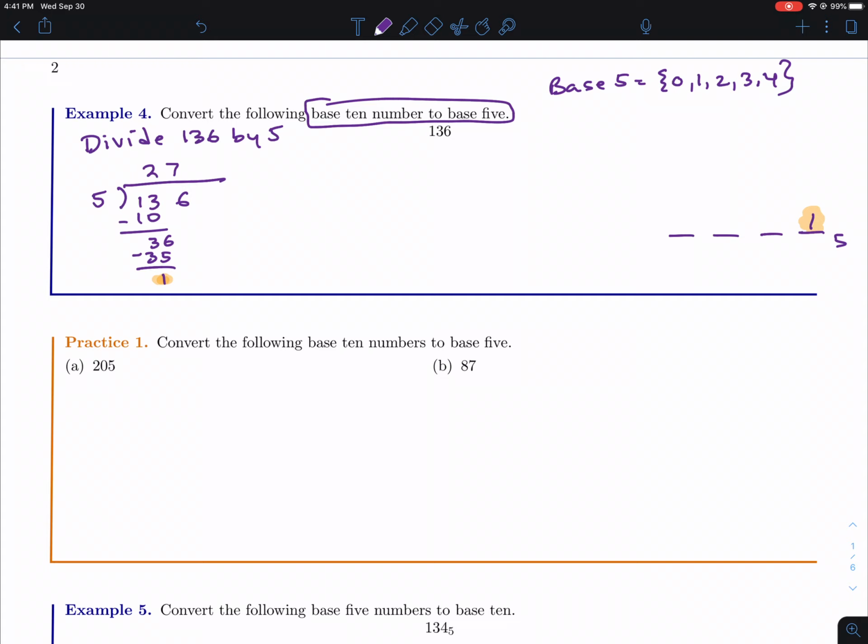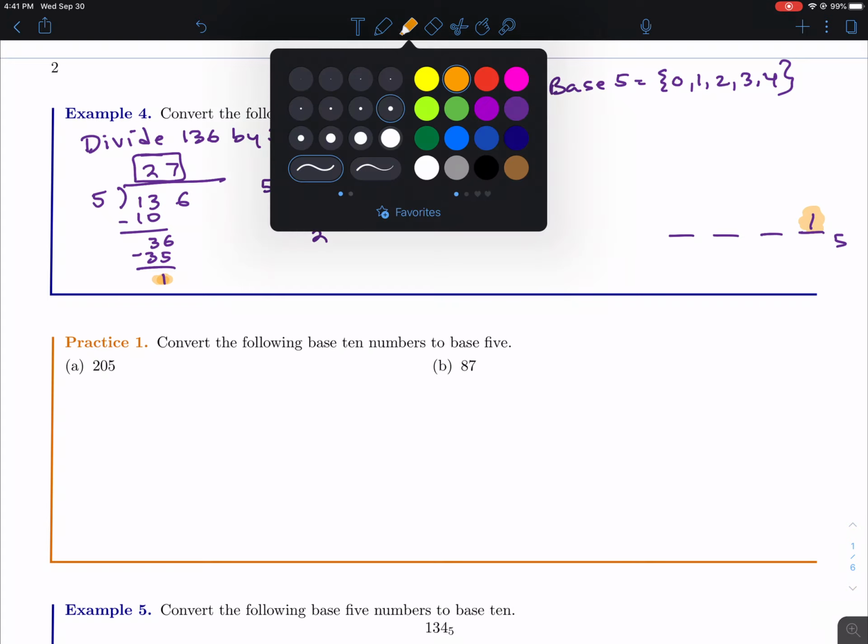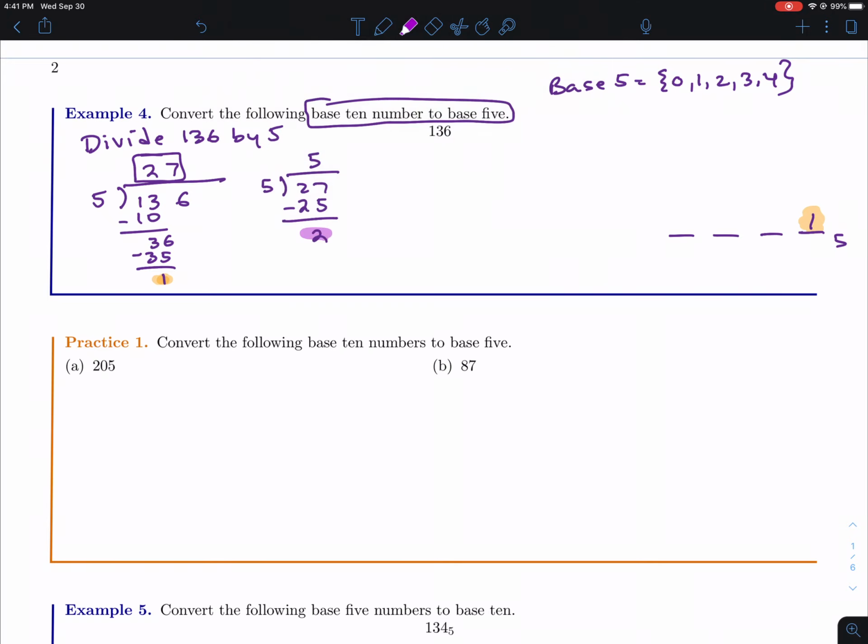And so now the top number becomes my new inside number. So now I put the 27 on the inside, divide by 5 again. So in this case, 5 goes into 27 5 times. 27 minus 25 gives me a remainder of 2. So at this point, I'm done. I've got a nice remainder that's smaller than 5. So my 2 is going to go in the next position over. So let me write a 2 here. And so now my top number again goes on the inside.